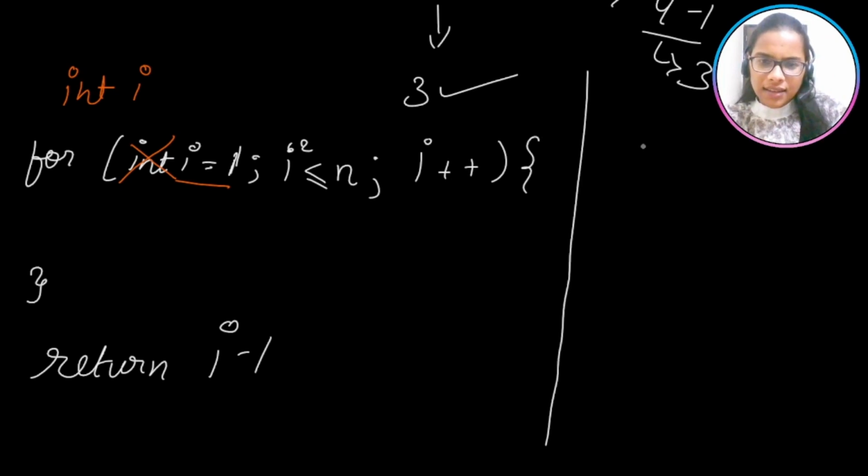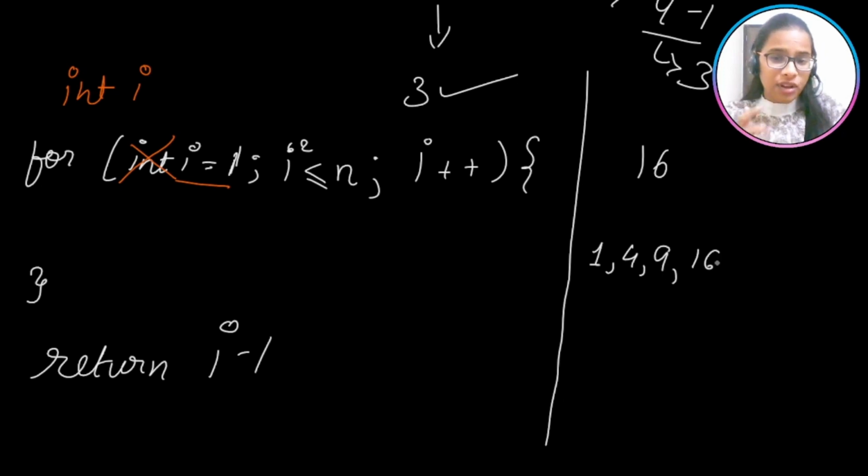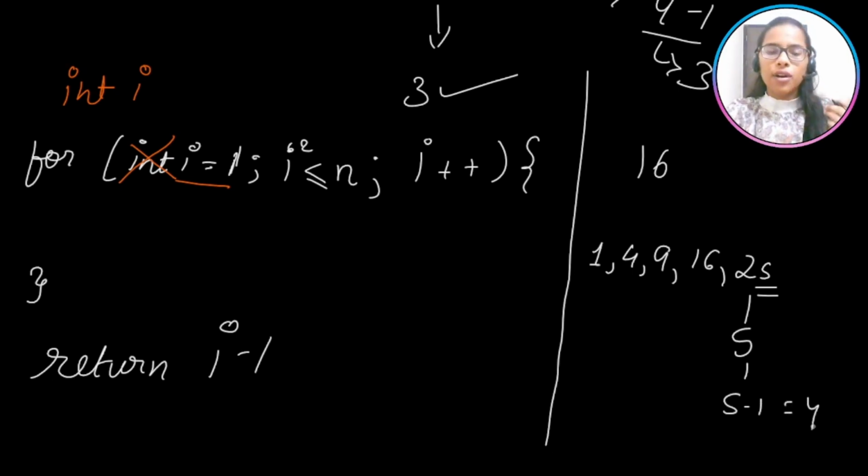let us say 16, then first of all, it will check 1's square is 1. 2's square is 4, then it will move, 3's square 9, then it will move plus plus, 4's square 16, it will move because the condition is true, 5's square 25, oops, it is greater than 16, so it will stop over here, it will stop at 5 and will return 5 minus 1, that is 4. So it will work for the numbers which are perfect squares and the numbers which are not perfect squares.